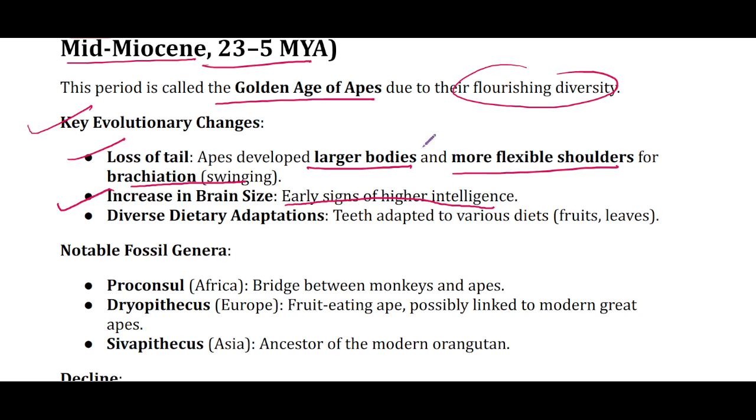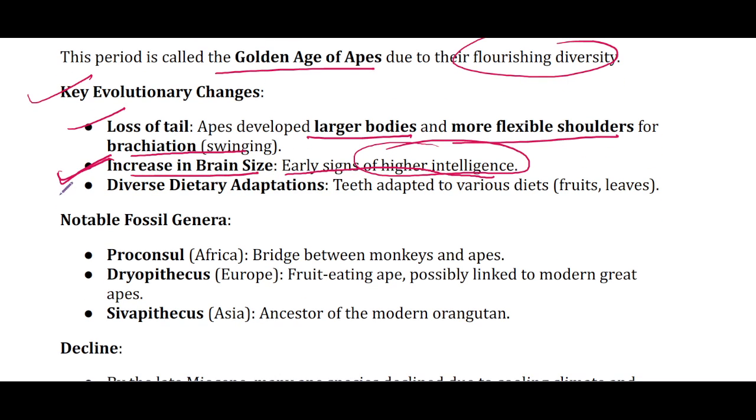ये चीज़ जो है ये चिंपैंजीज के अंदर, गोरिल्लाज के अंदर, orangutan, bonobos, सब के अंदर ये चीज़ है that most of the ape species they started showing signs of higher intelligence or brain expansion. And the third change was diverse dietary adaptation because their teeth adapted to various diets, fruit, leaves, mostly herbivorous, but sometimes omnivorous as well.